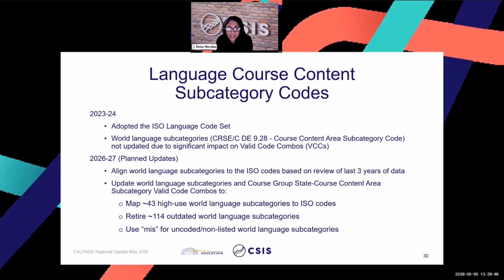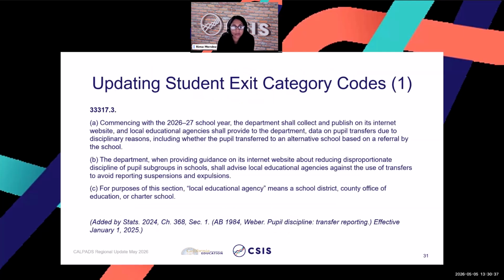So what does that mean? For 26-27, we're going to be mapping those 43 high usage world language subcategory codes to the ISO codes with the start date of July 1st, 2026. The old world language subcategory codes, the ones where we had the 2 character codes, there are 114 of those, and we're going to end date those with a June 30th, 2026. Now, if there's not a language code mapped in the new mapping of the 43, you can go ahead and use MIS, which is uncoded languages, other non-English languages. So that will be in effect 26-27. Passing it over to Diana.